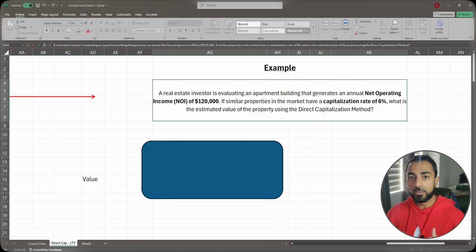Now, if you don't already know, cap rate, you don't need to know what it is for the exam. You're just going to need to plug it into your formula. But if you're curious, cap rate essentially tells us whether a property is going to be profitable for us as an investment or not. Usually, the higher the cap rate, the more profitable it is. Anyhow, in this case, we have our net operating income, which is 120, and we have our cap rate, which is 6%. So they're asking us to find the value. So first thing is we got to find the value.